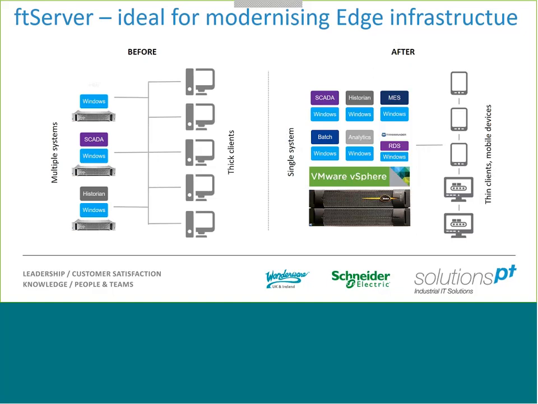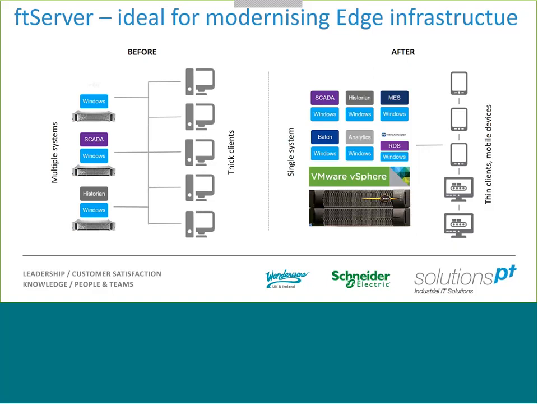So here we've got a couple of architectures. Again, we've got a before on the left and an after on the right-hand side. So the before is you've got those physical individual instances on the left-hand side, each with its own operating system and application, in this case a SCADA and a historian. So we've got 3 machines there, and then they're all distributed to a number of thick clients, so another PC with an operating system and an application on there.